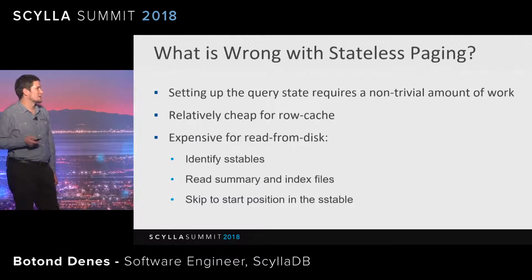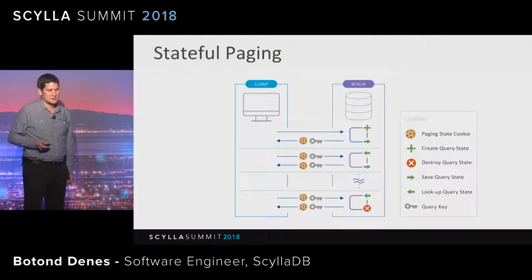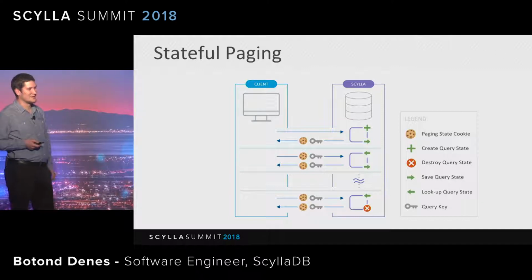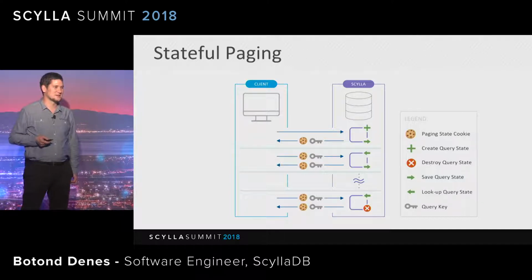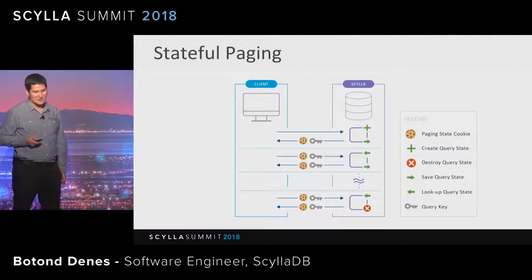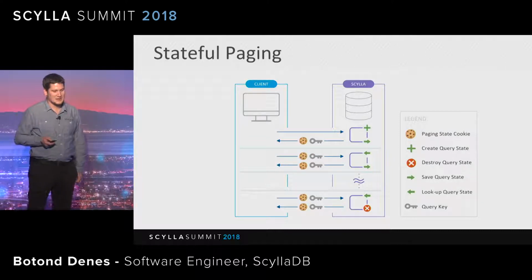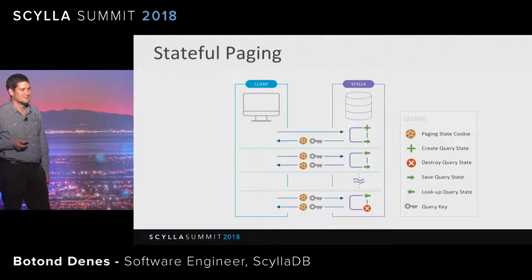This problem, of course, scaled with the size of partitions. With bigger partitions, you have many more pages, and on each page you have to repeat all of this work. So the solution, not surprisingly, is to make paging stateful. Don't be that wasteful. Create the query state only once on the very first page, and use it throughout the entire query. This sounds very simple, but it had many details to get right.